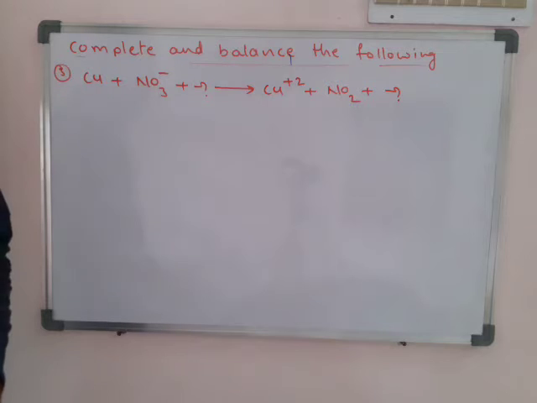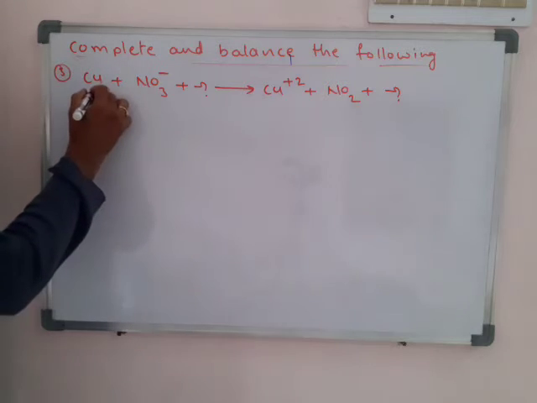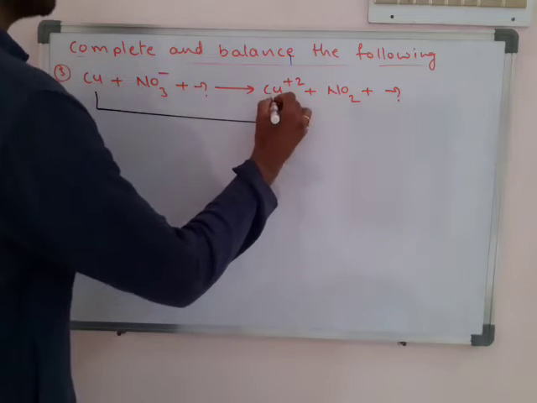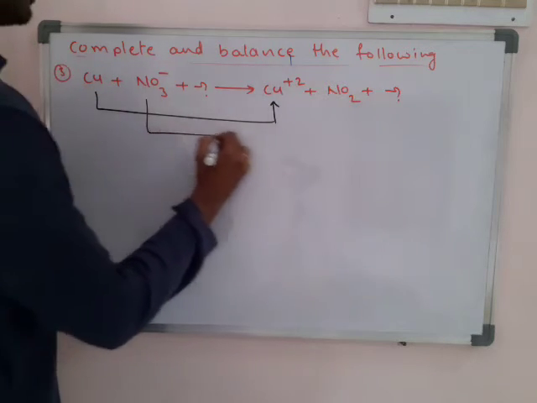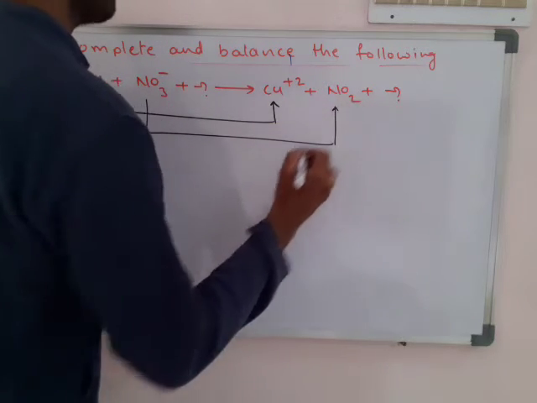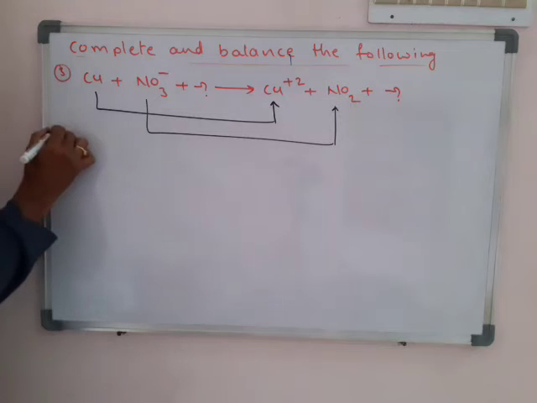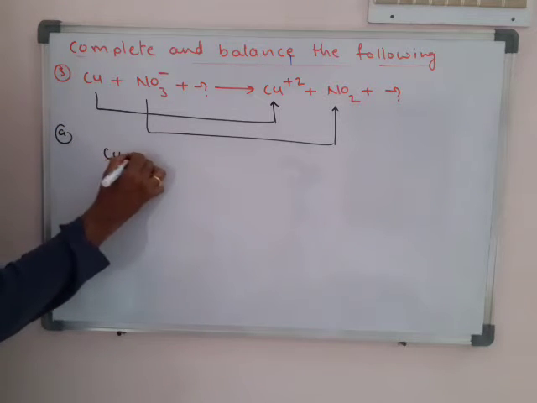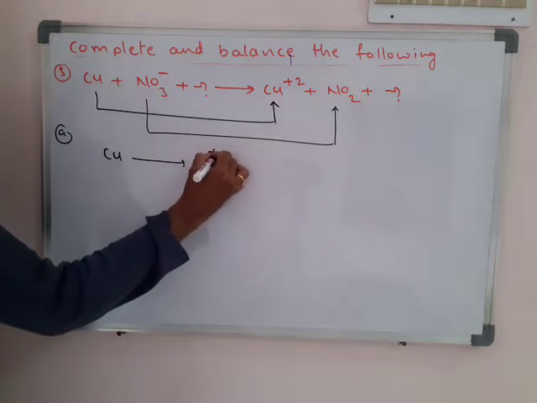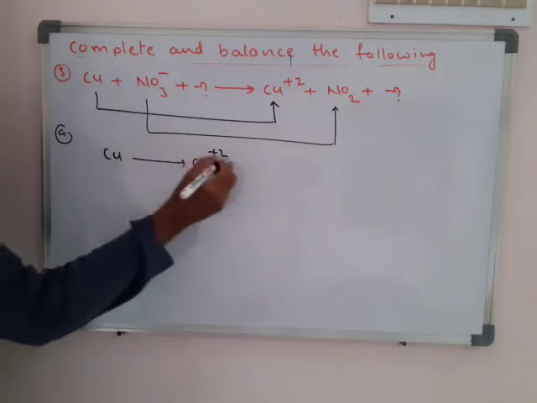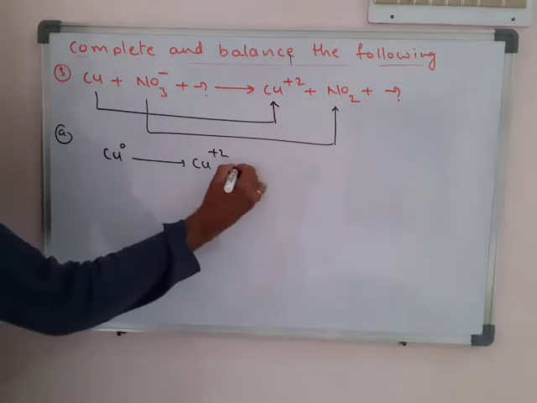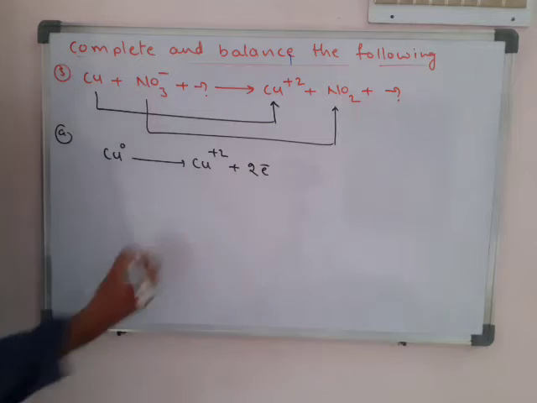Okay, so see what is the change. Cu becomes Cu plus 2. We know it is oxidized. NO3 becomes NO2, means what is it? If one is oxidation, automatically the other is reduced. Okay, first step: Cu becomes Cu plus 2, meaning copper 0, it is oxidized, so losing 2 electrons.